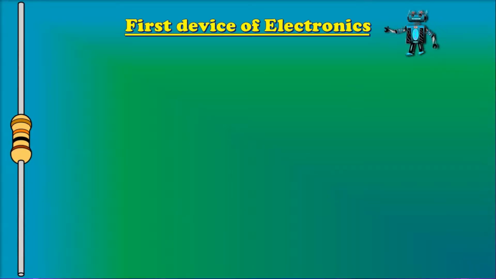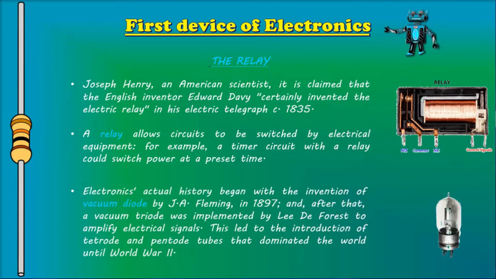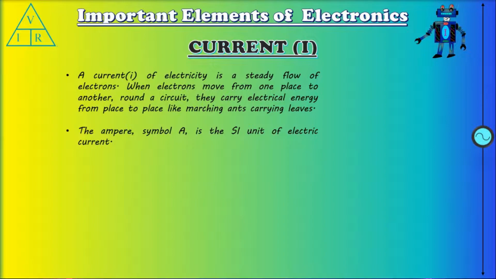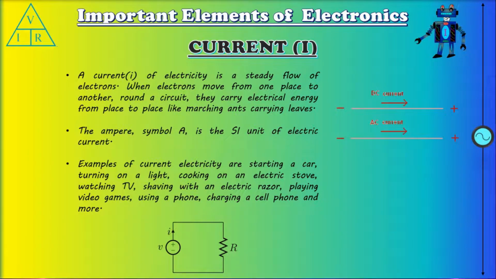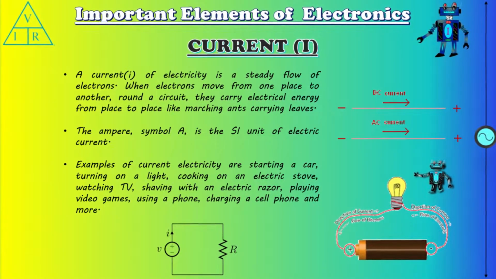An American scientist, Joseph Henry, claimed that the English inventor Edward Davy certainly invented the electric relay in his electric telegraph. Current electricity is a constant flow of electrons. There are two kinds of current electricity: direct current, DC, and alternating current, AC. With direct current, electrons move in one direction. Batteries produce direct current.